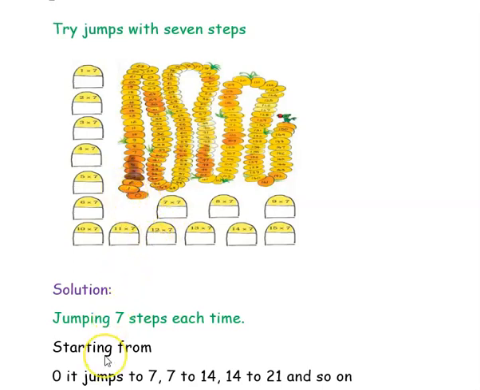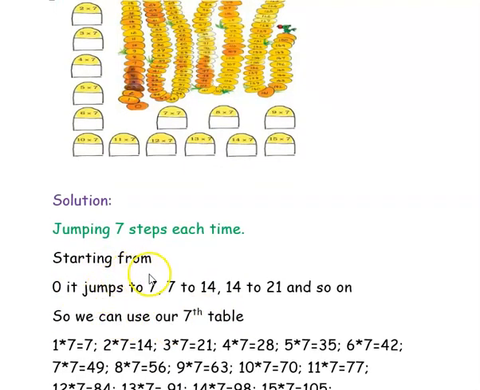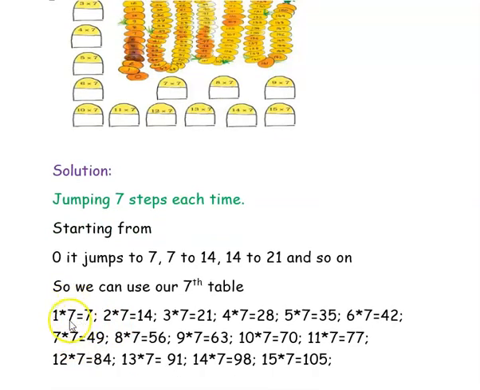So now we are starting from 0 and we are going to jump 7 steps each time. From 0 I am going to jump to the number 7 first. From 7 I will go to 14. From 14 I will go to 21 and so on. So without counting the numbers and the skips, we can easily find out the numbers by multiplication of the numbers. Now the number of jumps, that is what we are jumping, is 7 steps.